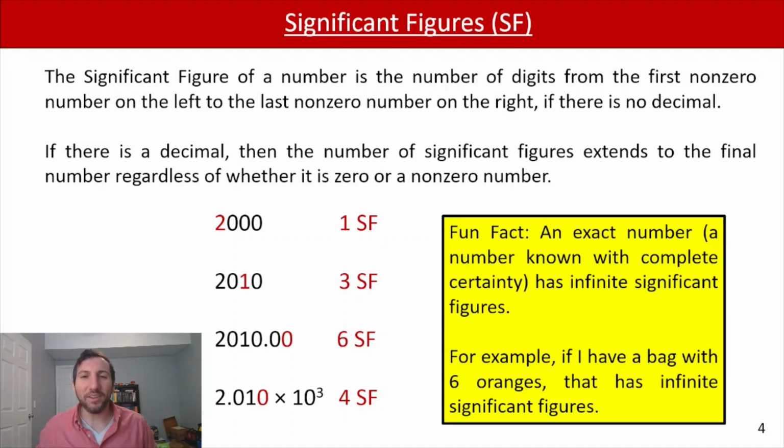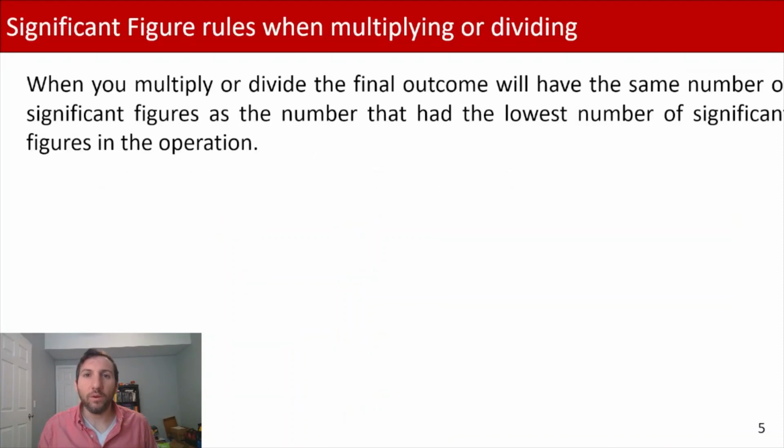Okay. So now the next question is, what happens when I start combining values with different amounts of significant figures? In this case, we'll start with multiplication and division.